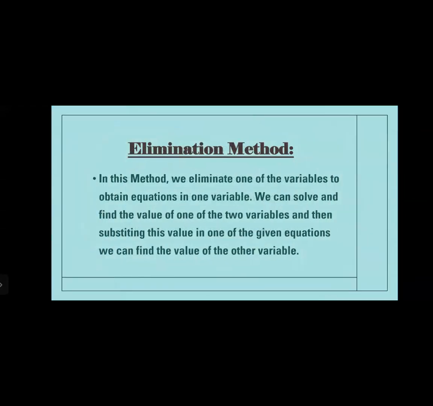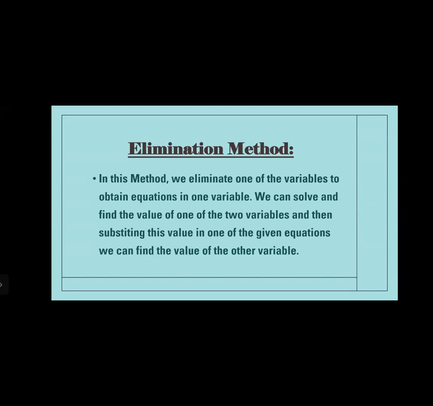Next definition is of the elimination method. Elimination, the word itself is what? Eliminate. That means to strike off or to cut off, to take out. So in this method, we eliminate one of the variables to obtain an equation in one variable. There will be two variables, so out of the two variables, one variable you need to eliminate. When you eliminate one variable, you will get an equation in one variable.